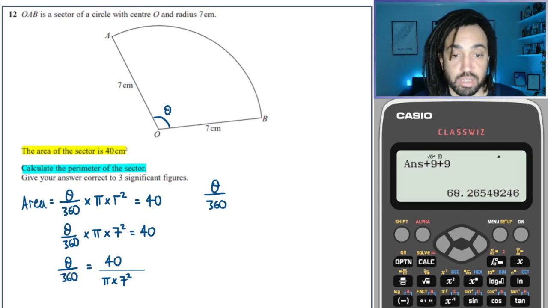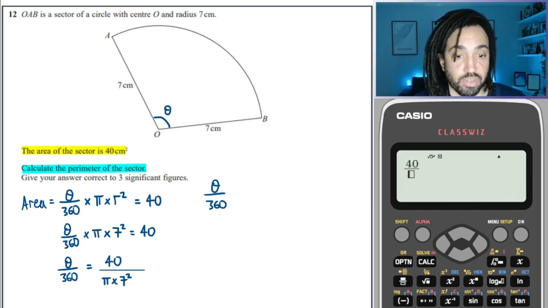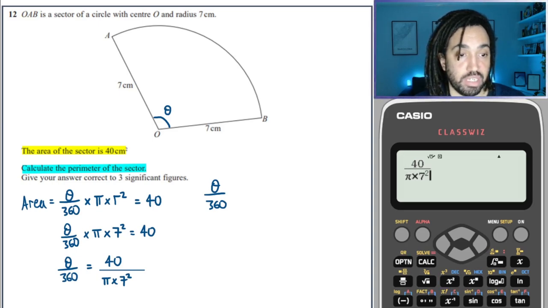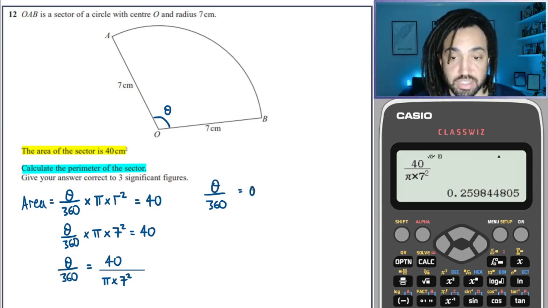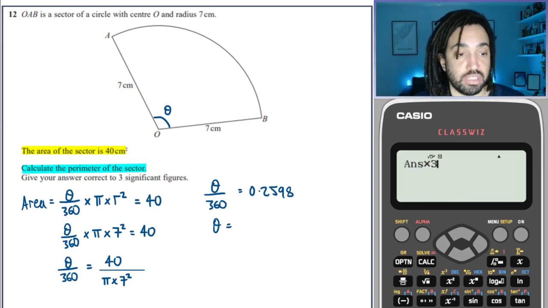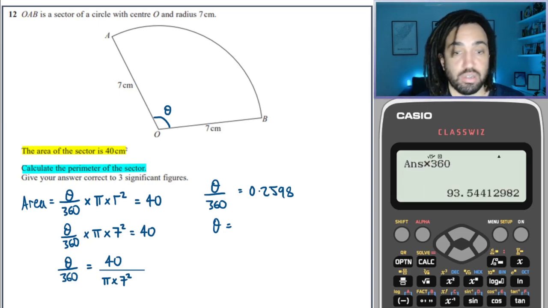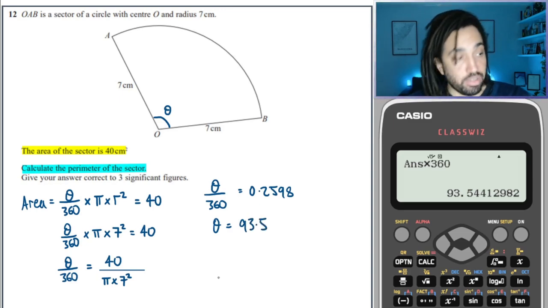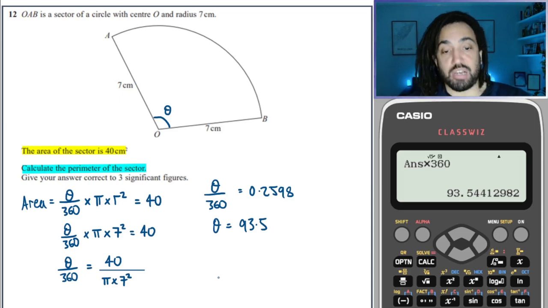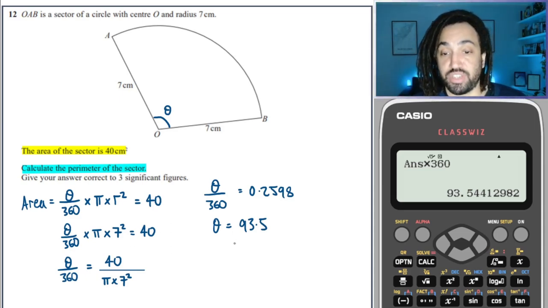Okay, so that's going to be 40 over pi times 7 squared. That's going to give me 0.2598, and then we can times through by 360, and that will give us the theta value of 93.5. Okay, good. So we've just rearranged that equation by dividing and timesing to get our theta value.